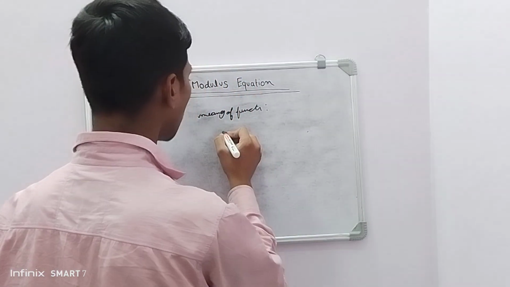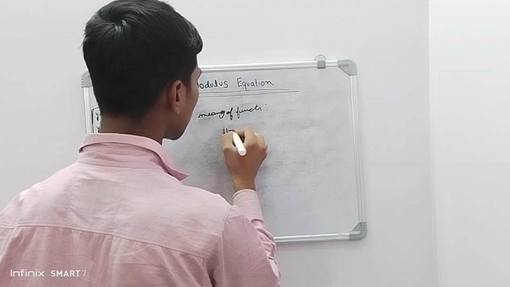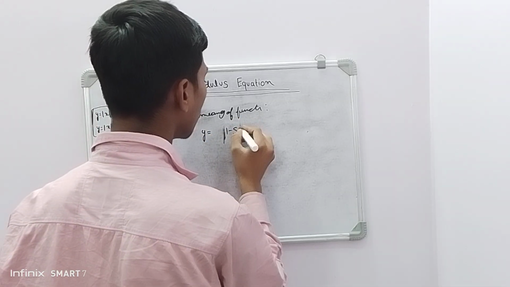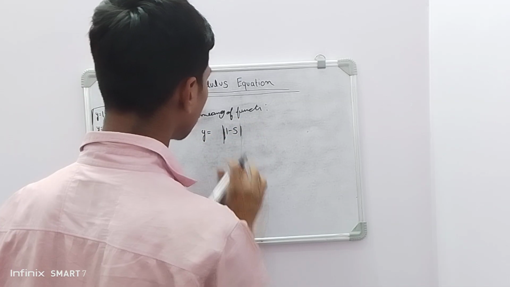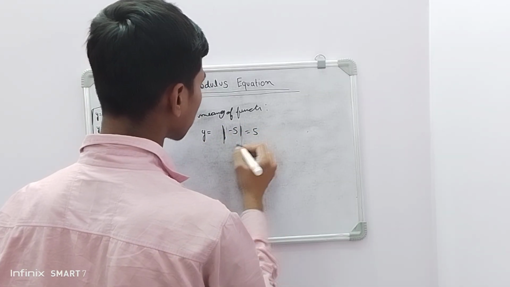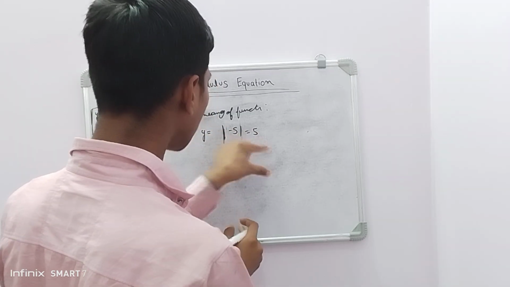So let's suppose you inserted 5 here. The y is equal to mod of minus 5. So what will be the answer? Which is equal to 5. That means here you will get the value of mod minus 5 is equal to 5.